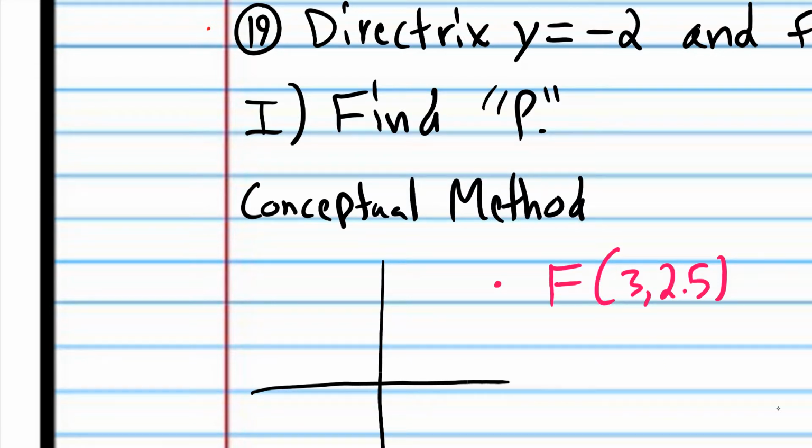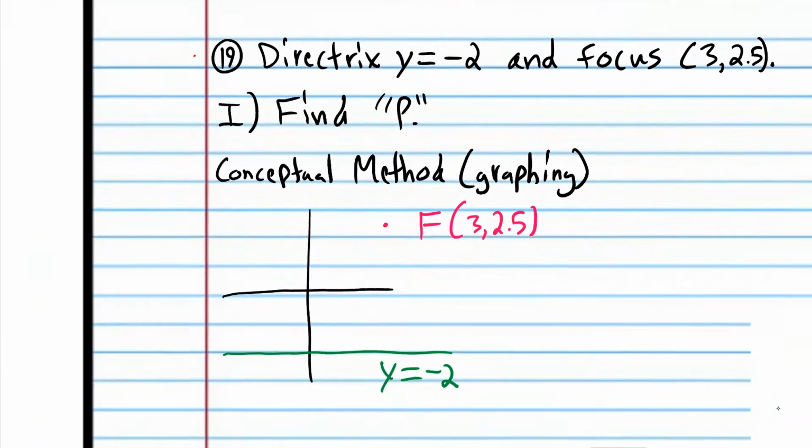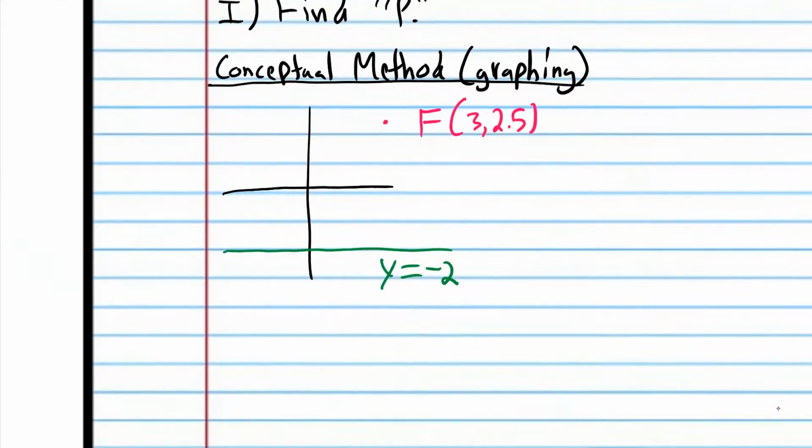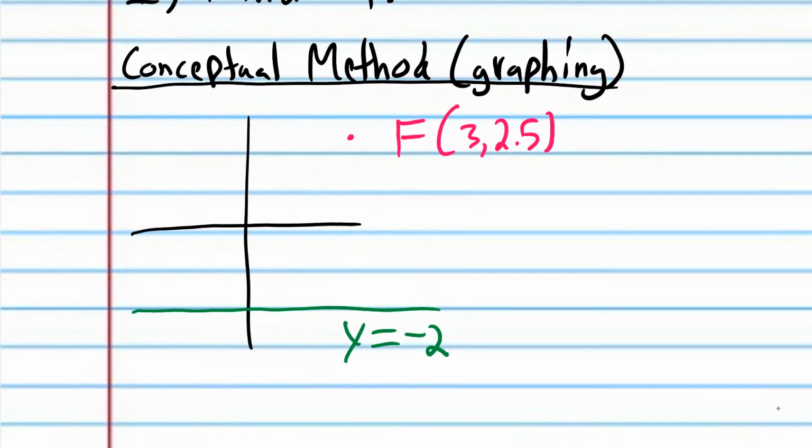Conceptual and algebraic. And again, the conceptual method for these problems is just really graphing. A parabola, just for reference, is going to go something like this. It has to go away from the directrix line and towards the focus. And remember, the distance from the focus to the vertex is p, and the distance from the vertex to the directrix is also p. Those don't exactly look the same, but you get the point.